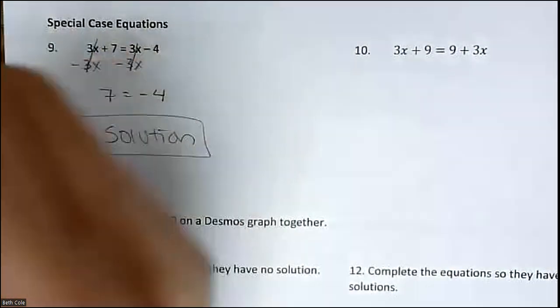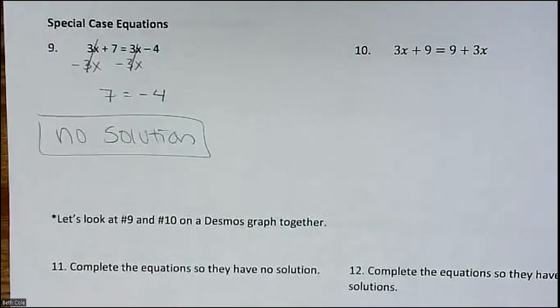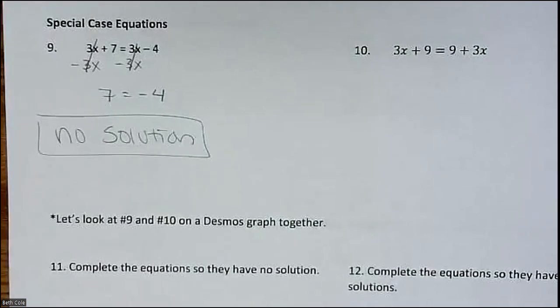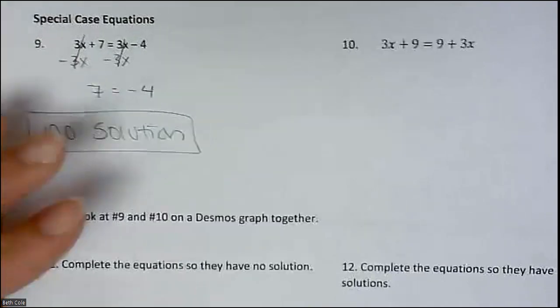And what that means is there is no number in existence that will make this thing true. Give me a number. That will not work. Give me another number. That won't work either. Give me another number. That won't work either. No number in the world is going to work, is what no solution means. Okay. Now let's try this one.